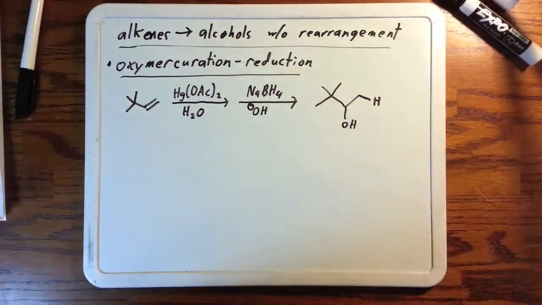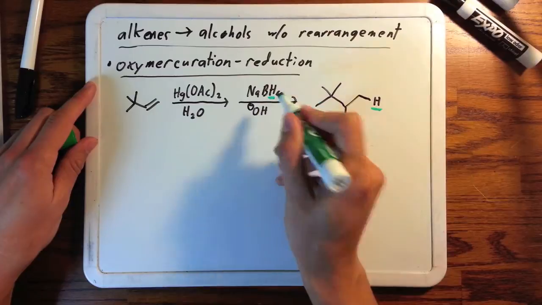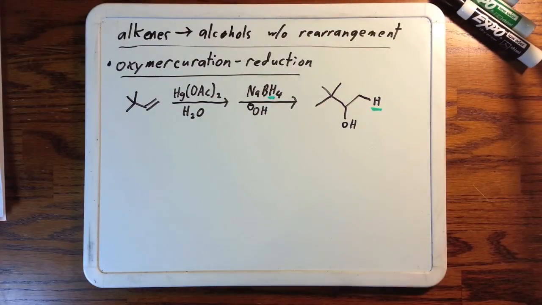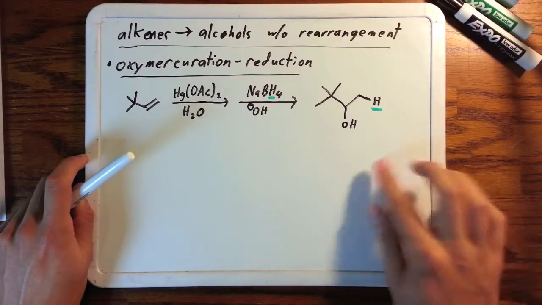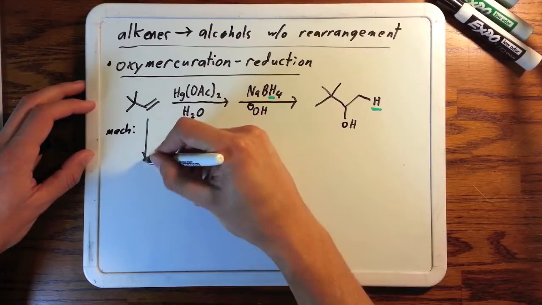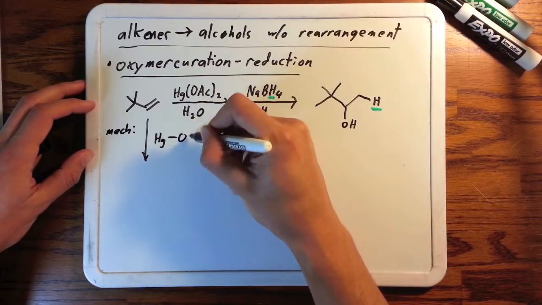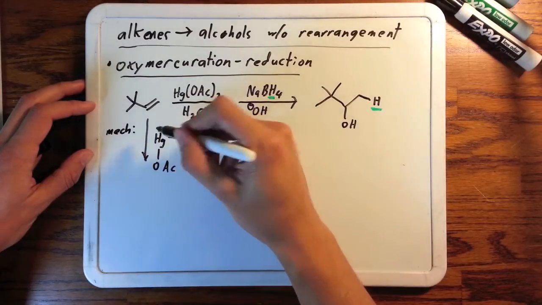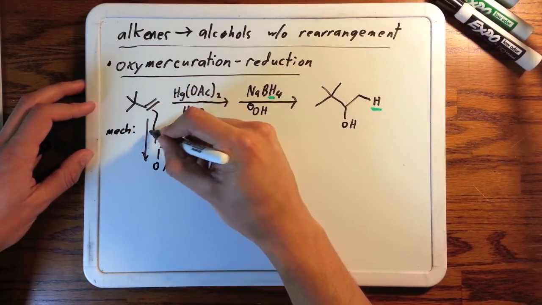I'll emphasize the new hydrogen in green. This came from sodium borohydride. In other words, it came with its own electrons in a reduction, as opposed to an acidic hydrogen, which takes a nucleophile's electrons. Let's examine the mechanism. First of all, we have mercuric acetate. This may well be your first time seeing a reaction involving a transition metal. If so, just bear with us. It's a little strange, but I'll explain it.